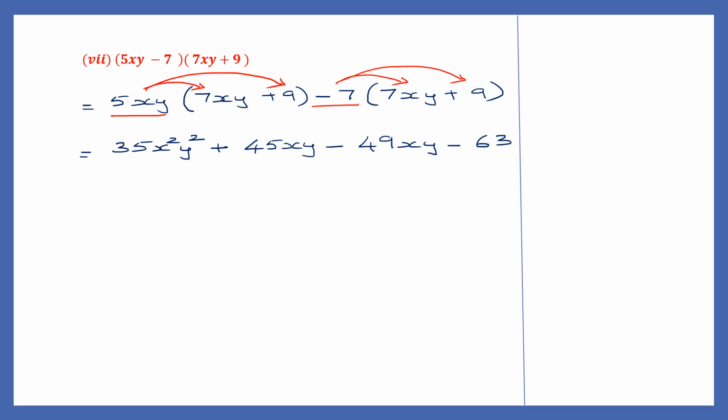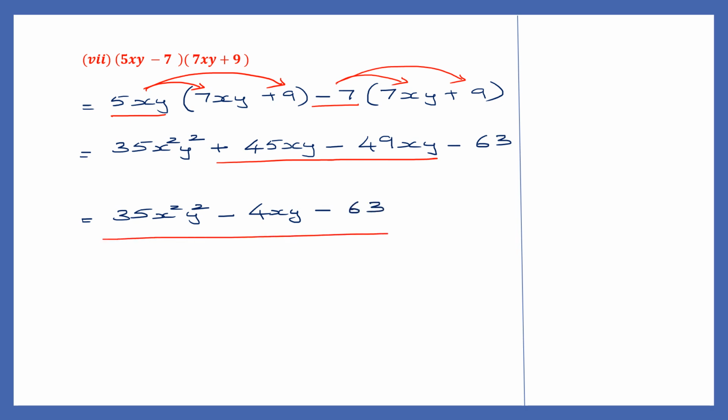Again, look out for the like terms. We have xy and xy, so those are like terms. Let's simplify. So here this will remain as 35 x square y square. Now here plus 45 minus 49, this is the bigger number. So we put a minus sign, and 49 minus 45 is 4. So we write 4 and xy. So this becomes minus 4xy minus 63. So this is our final answer.